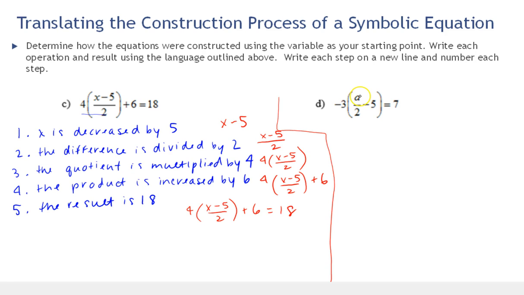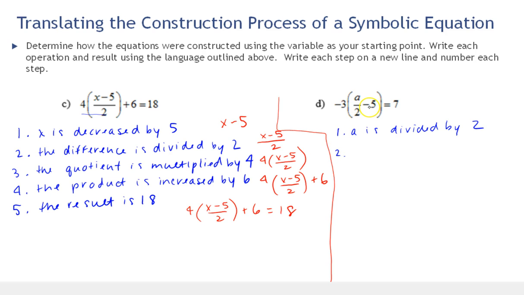Okay, let's look at the next one. Just going to check to see. So we have a variable a here, so we're going to start with a. It's divided by 2. Then that result, we subtract 5. Take that result, multiply by -3, and the final result is equal to 7. So let's start at the beginning. A is divided by 2.